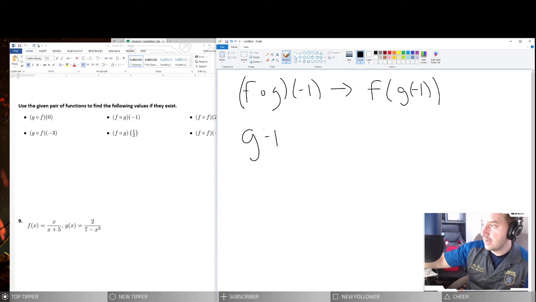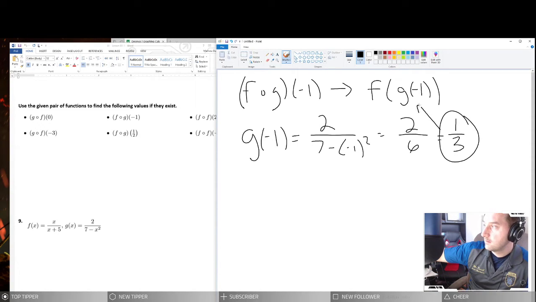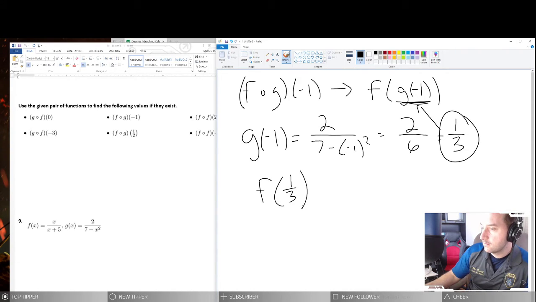So plugging in -1 into my g function, you're going to get 2 over, and then 7 minus 1, I get 6. So you get 1/3. So that is the g of -1. So then you get f of 1/3. So now I need to plug in 1/3. So I'm going to get 1/3 over 1/3 plus 5.